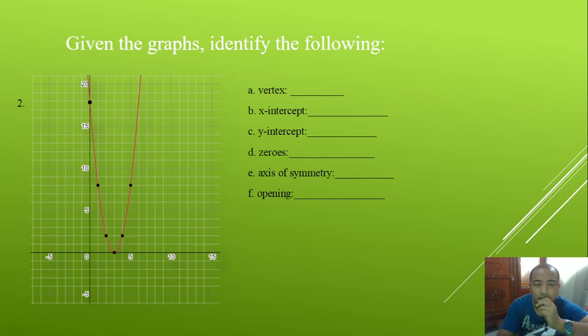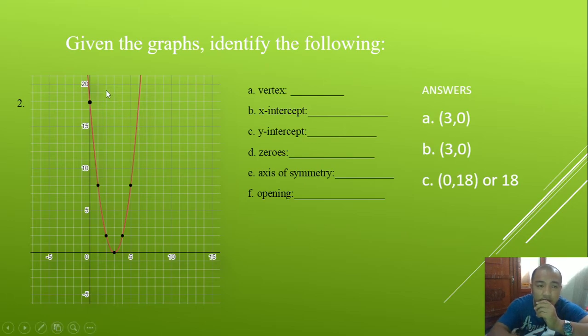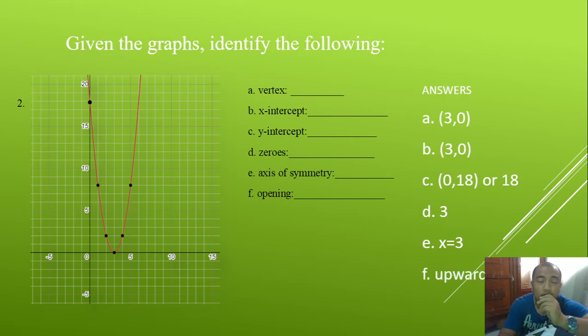What do you think is the vertex? 3, 0. Oh, that's correct. 3, 0. The x-intercept is also 3, 0, only once. It touches the x-axis only once, so the vertex is also the x-intercept. Y-intercept, 0, 18 or 18 here. Zeros, 3, the same as the x-intercept. Axis of symmetry is x equals h, which is 3, and k is 0. It opens upward.